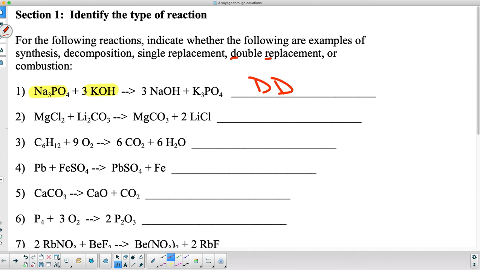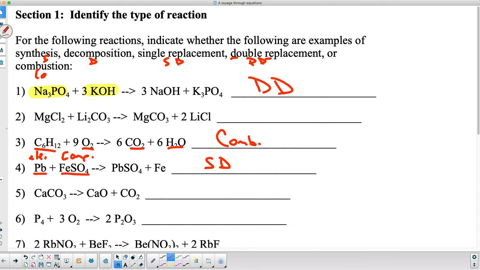Take a look at number 3. Notice for number 3, I have a CH plus O2. Notice there's CO2 and H2O. This is definitely a combustion. Okay, COMB, combustion. Take a look at number 4. I have Pb. Pb is just an element. FeSO4 is definitely a compound. So if I have an element and a compound, then what I have is a single displacement reaction, SD. Okay, so single displacement is SD, double displacement is DD, decomposition is D, and synthesis is S, and I can even do CO for combustion.